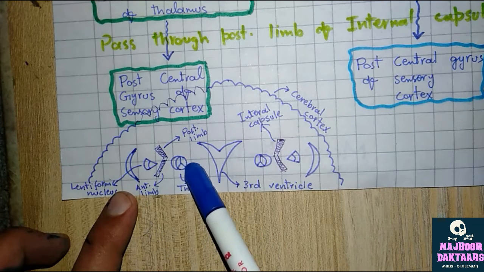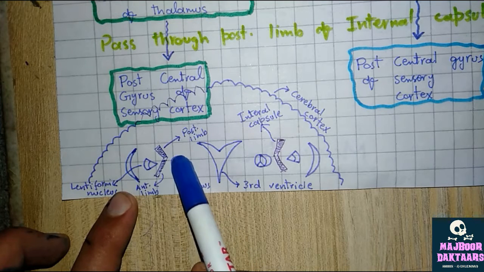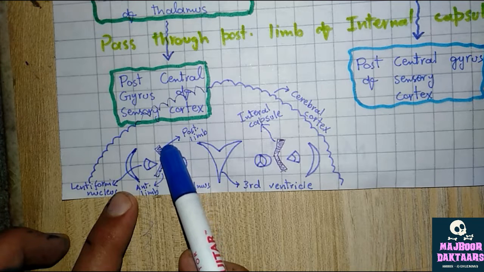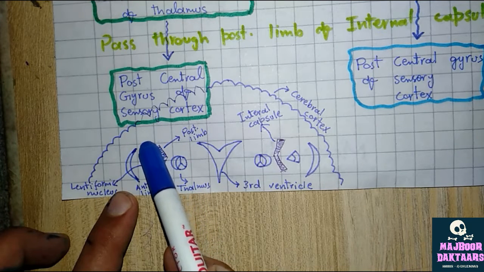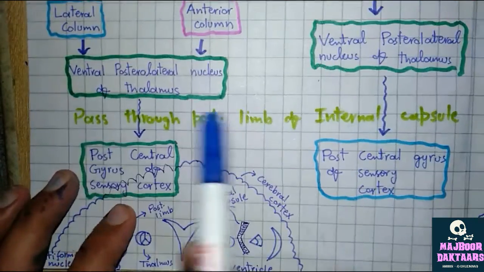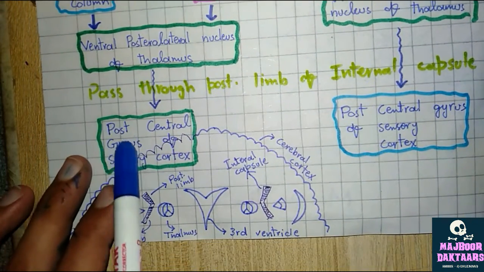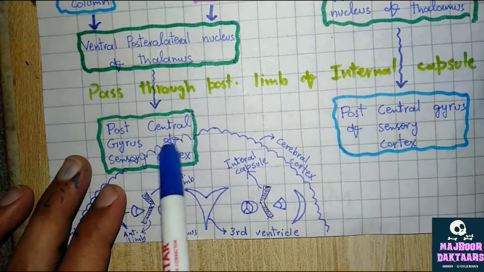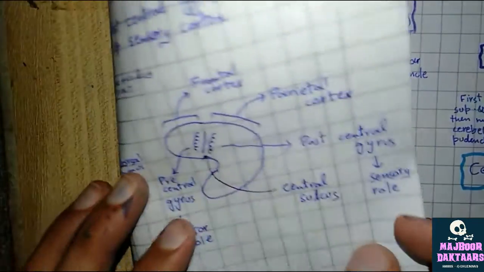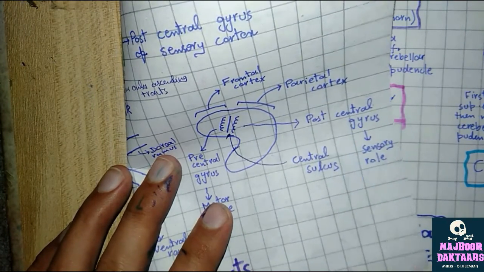Since the third order neurons are present in the ventroposterolateral nucleus of the thalamus, from there the fibers arise, move, and cut through the posterior limb and attach to the cerebral cortex. This whole area is the cerebral cortex. They pass through the posterior limb of the internal capsule and then attach to the post-central gyrus of the sensory cortex, which I have explained earlier. It is the post-central gyrus of the cerebral cortex which has a sensory role.